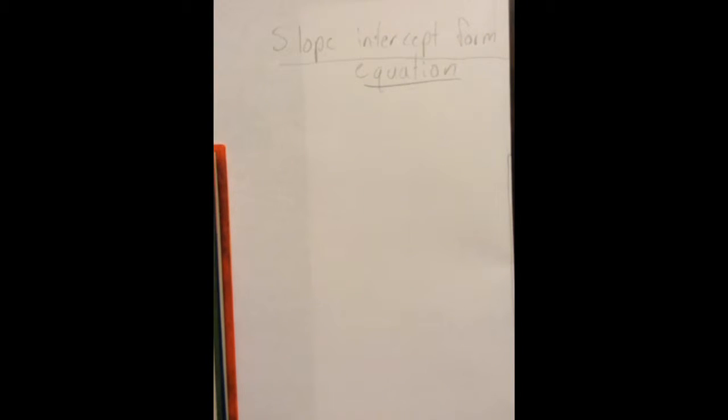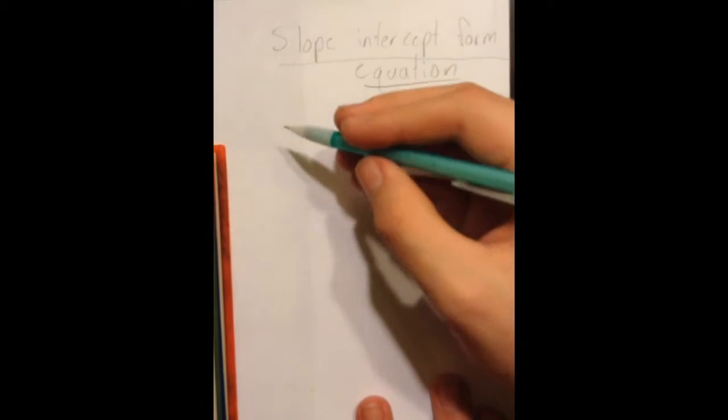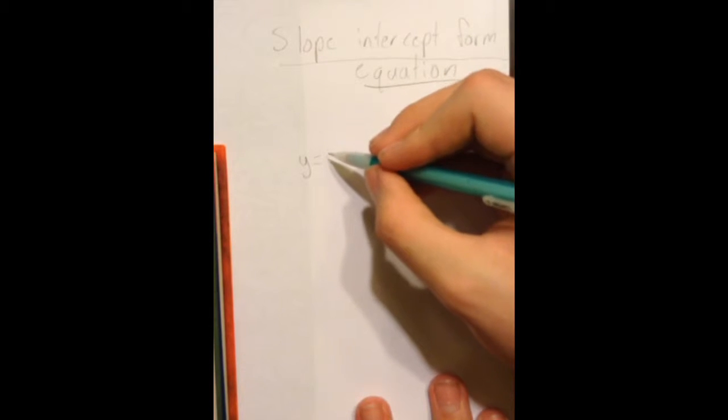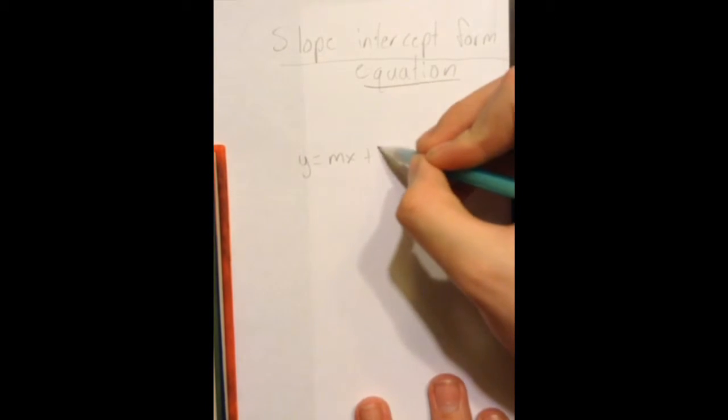Hello, I'm going to be showing you how to graph a line from a slope-intercept form equation and how to find the slope from a slope-intercept form equation. The first thing we should start off with is knowing what a slope-intercept form equation is. An example of one would be y equals mx plus b. So that is what a slope-intercept equation is.